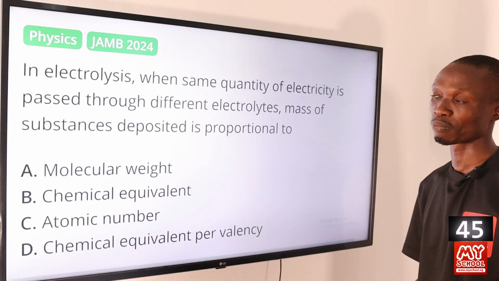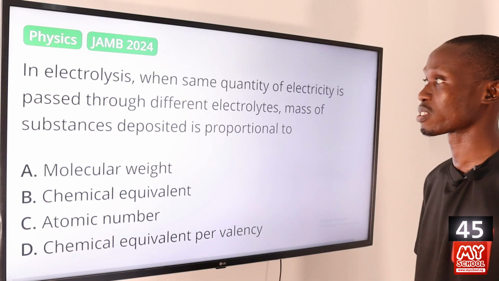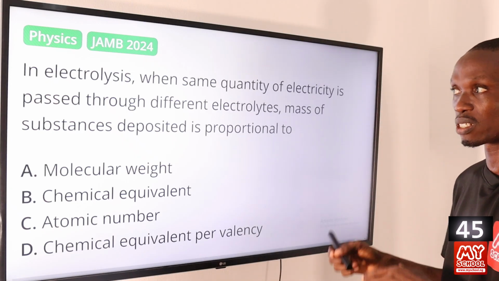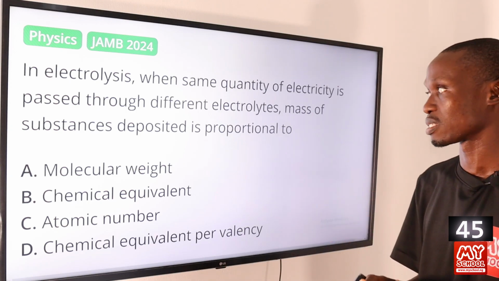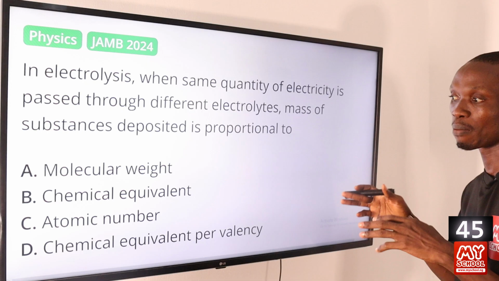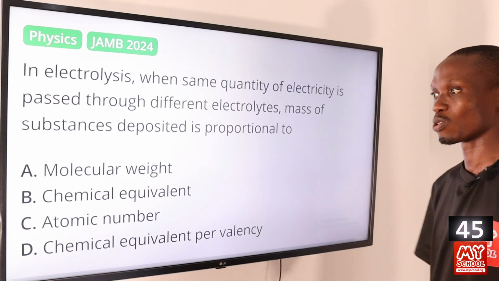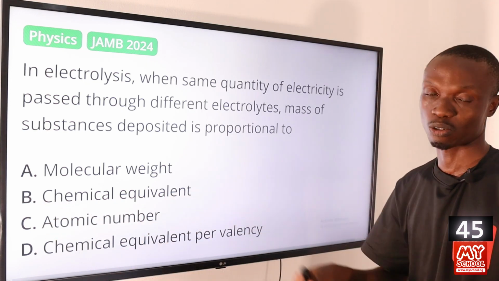According to Faraday's second law of electrolysis, when the same quantity of electricity is passed through different electrolytes, the mass of substance deposited is proportional to the chemical equivalent of the substance. So that makes option B the correct answer to this question.